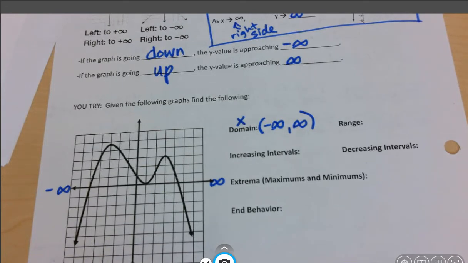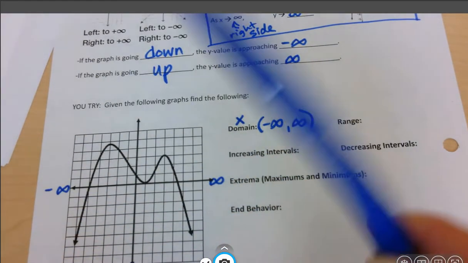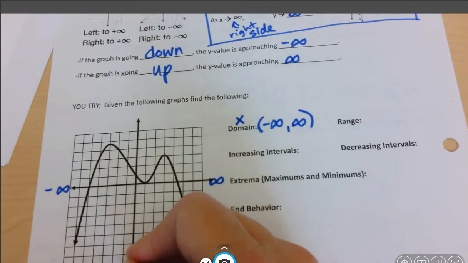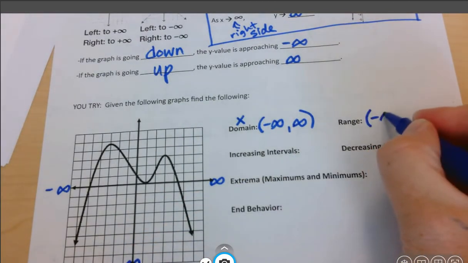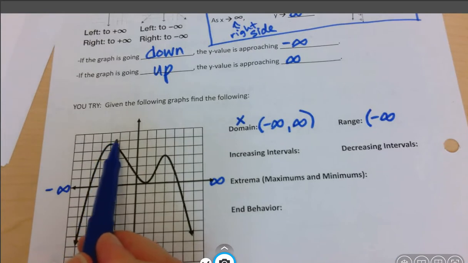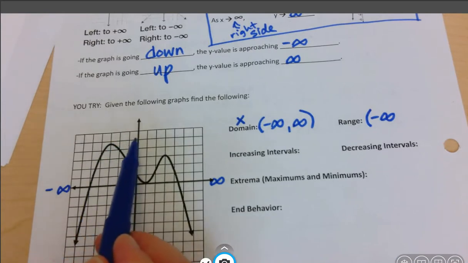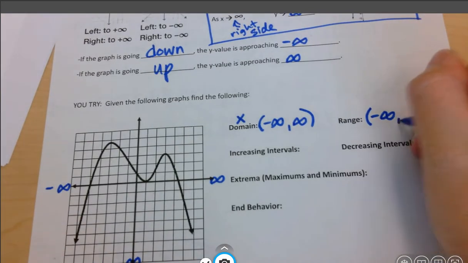All right, the range is slightly trickier. Starting at the bottom, where are these arrows going to? Down to negative infinity. So I'm going to start at negative infinity for my range. Going up, I don't quite believe this to be all the way to 5. So what decimal could I put if it's not going all the way to 5? 4.7, I'll take 4.7. Yep.